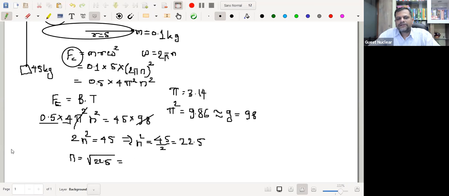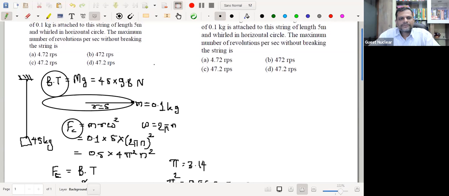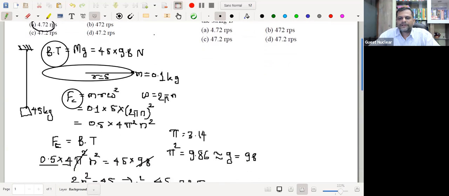Now we know what the square root of 25 is, it is 5, and what is the square root of 16? It is 4. So surely the square root of 22.5 will come between 4 and 5, won't it? So we can take it approximately as 4.8 or 4.6. After all, we already have the options here. In the options we can see that 4.72 can be selected as the correct option just because it is very close to that. Because what we are getting here is simply 4 point something.